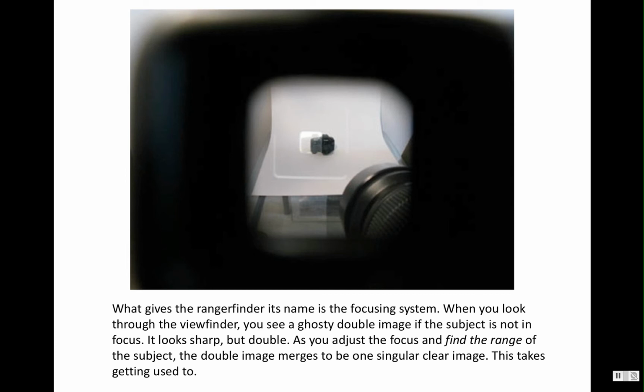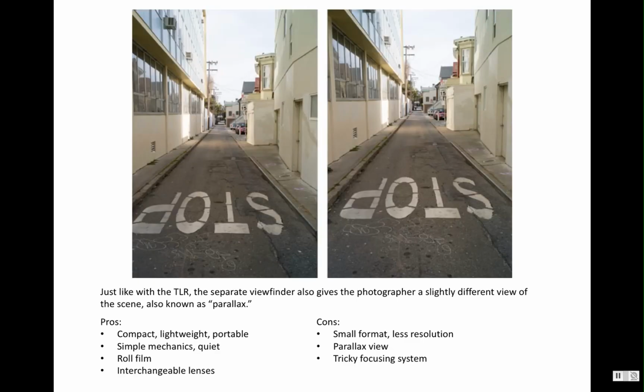It's not super intuitive if you're used to working with a single lens reflex camera. We're used to thinking about simply whether the image doesn't look sharp, or it looks sharp, and that's what tells us the focus. In this case, you really have to be careful and get that image unified to know whether the scene is in focus or your subject is in focus. Also, like the twin lens reflex camera, you're seeing a very slightly different view of the scene, and again, that's known as parallax. The pros of this camera: compact, lightweight, portable.